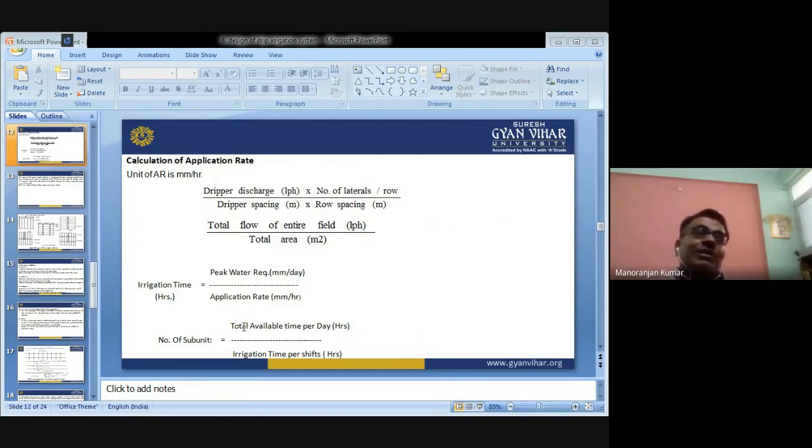So total available time per day is divided by irrigation time per shift. In one shift, how much irrigation time is there? If the plant is small, then in that condition the irrigation time will be less. But when the plant grows, the irrigation time will be more. In this way you can calculate the irrigation time per shift.